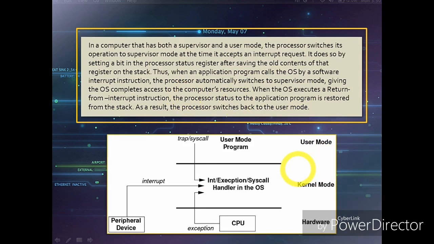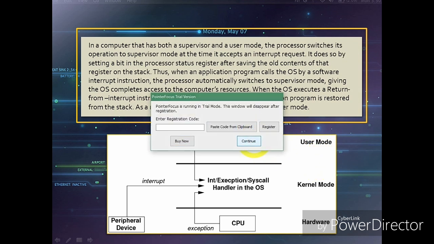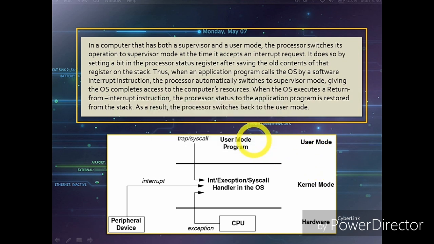In a computer that has both a supervisor and a user mode, the processor switches its operation to supervisor mode at the time it accepts an interrupt request. It does so by setting a bit in the processor status register after saving the old contents of the register on the stack. Thus, when an application program calls the OS by a software interrupt instruction, the processor automatically switches to supervisor mode, giving the OS complete access to the computer's resources.